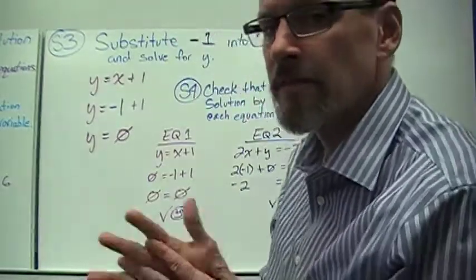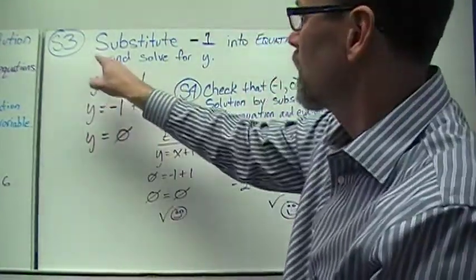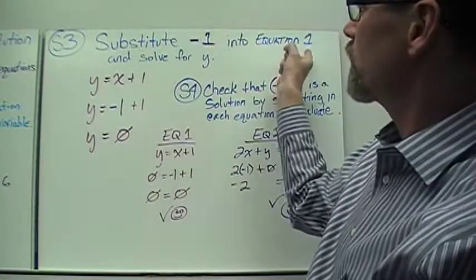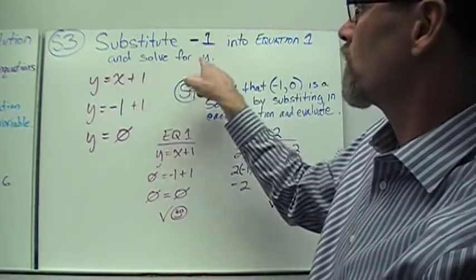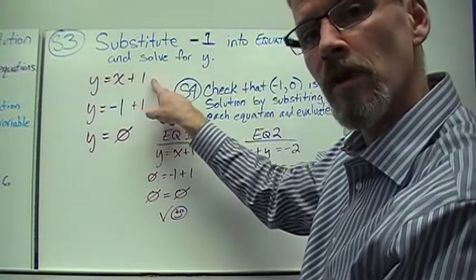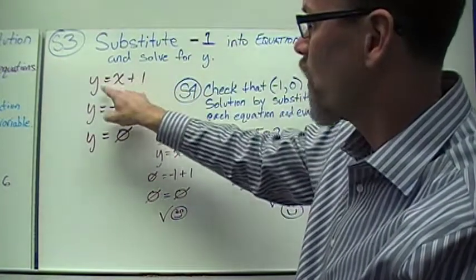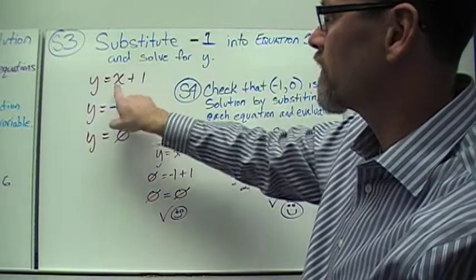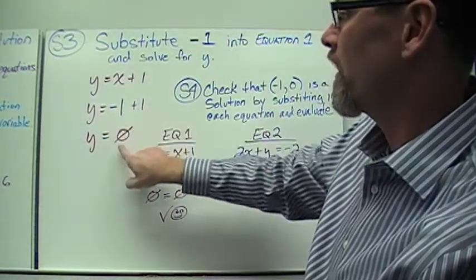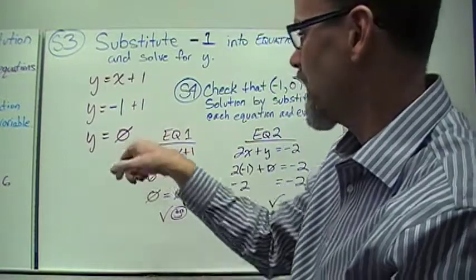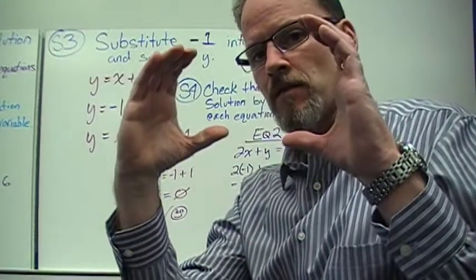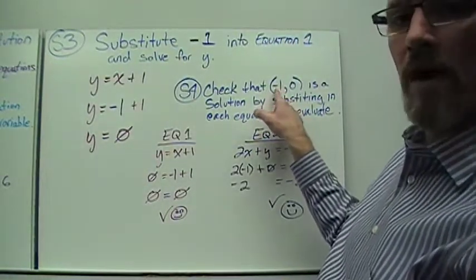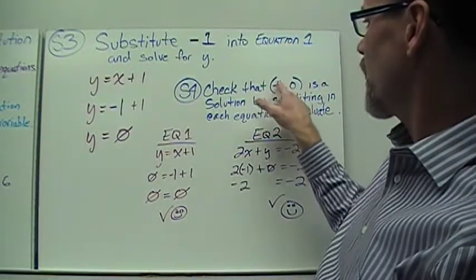So now I've got x equals -1 as part of that xy solution that I'm looking for. I'm not done yet. Step 3. Substitute the -1 that we just found into equation 1 and solve for y. So this was equation 1, the original: y equals x plus 1. I take the -1 and put it in there for x. And I find out that y is 0. So now I have my x and y, which is -1 and 0.